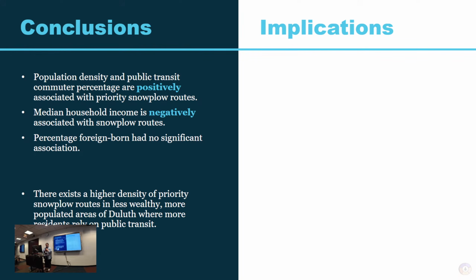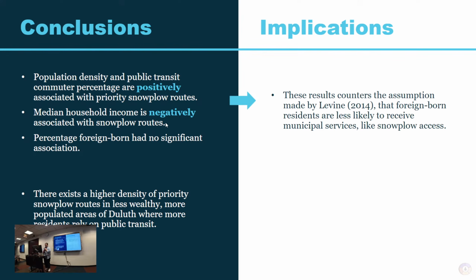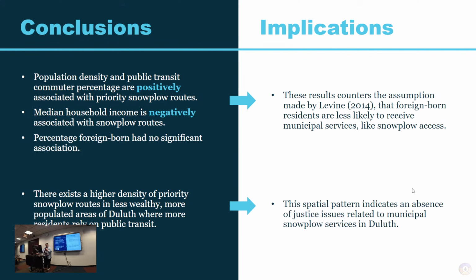Which counters the conclusion made by Jeremy Levine in 2014 that foreign-born residents are less likely to receive municipal services. So the relationship between variables means that the highest density of priority 1 snowplow routes are located in poor, more densely populated areas of Duluth, where the residents are more reliant on public transit, which indicates an absence of social justice issues related to the density of those snowplow services, which is great news.